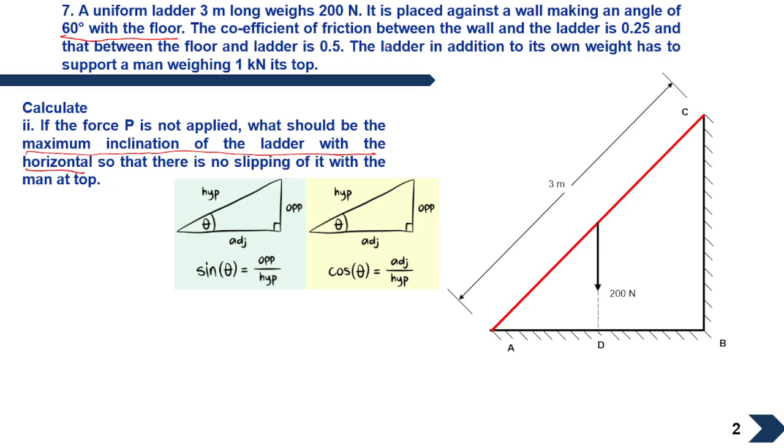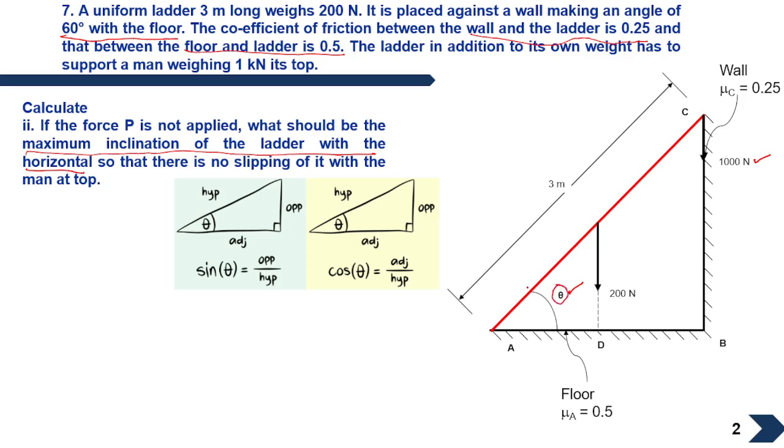The coefficient of friction between the wall and the ladder is 0.25. So here, instead of 60 degree we have theta, and between the floor and the ladder it is 0.5. So mu C is 0.25, mu A is 0.5, and we have a man of 1000 Newton resting at the top, at point C. So what we have to find in this is this angle theta.